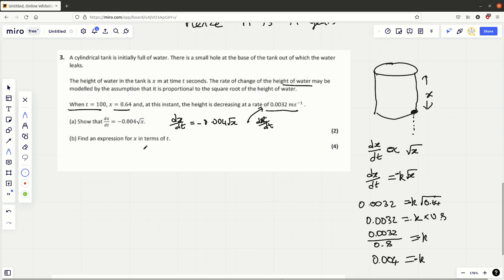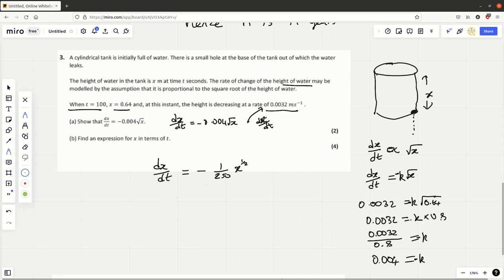Find the expression for x in terms of t. So this is a separation of variables bit. What we need to do is put the stuff about root x with the dx and the stuff about t with the dt, and there is no stuff about t, so that's nice. Now it might help if we write this as a fraction. I think it will make the algebra a little bit easier. I'm going to write that x to the half as well.